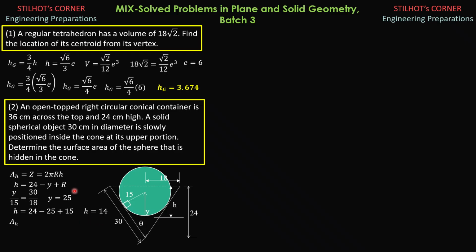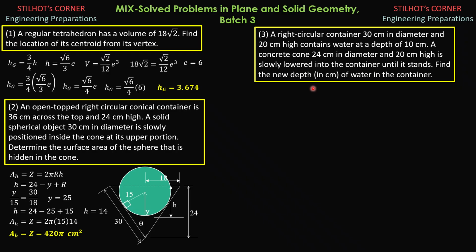Substitute in the formula above, zone area or hidden area is 2 pi times radius of the sphere 15 times hidden height h, so it is equal to 420 pi square centimeters.